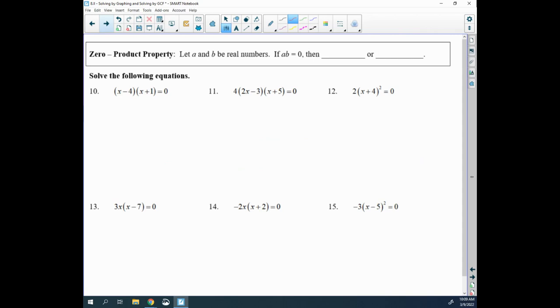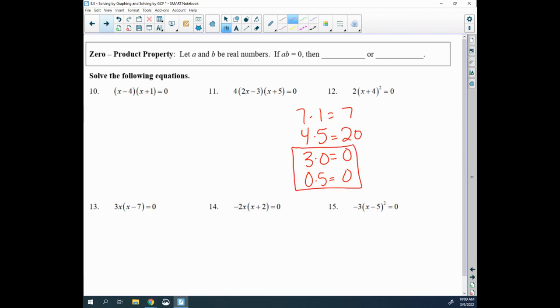All right, now what we're going to use in a second is what's called the zero product property. So it says if you multiply 2 things together, so for instance, 4 times 5, that's 20, right? What's 3 times 0? 0. What's 0 times 5? 0. What's 7 times 1? 7.